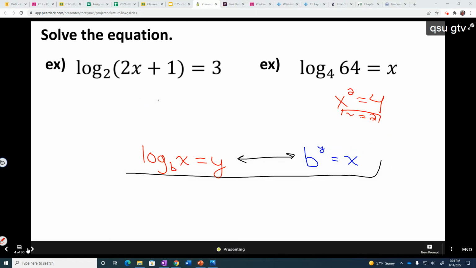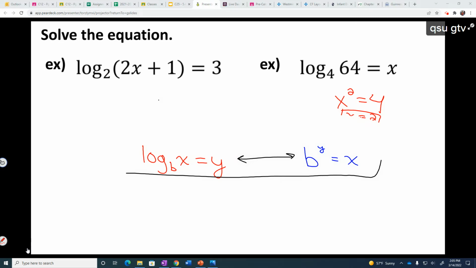Log base 2 of 2x plus 1 equals 3. 2 to the third power equals 2x plus 1. Good. 2 to the third equals 2x plus 1. And then it's just going to be solving an equation from here. So what's 2 cubed? 8. So 8 equals 2x plus 1. And then we just got this 7th grade equation, right? Subtract 1, divide by 2.